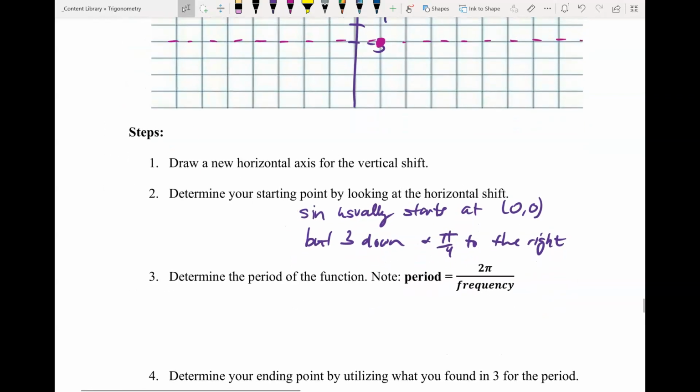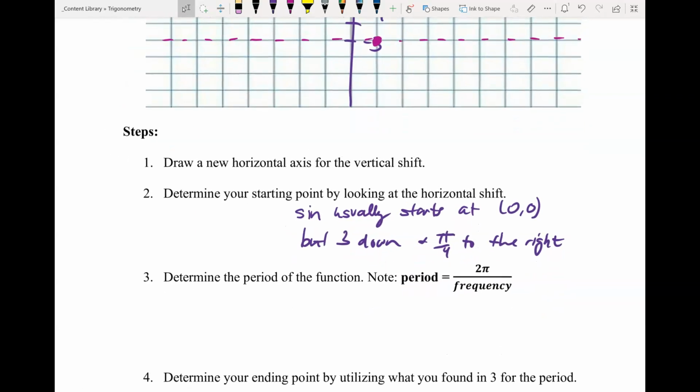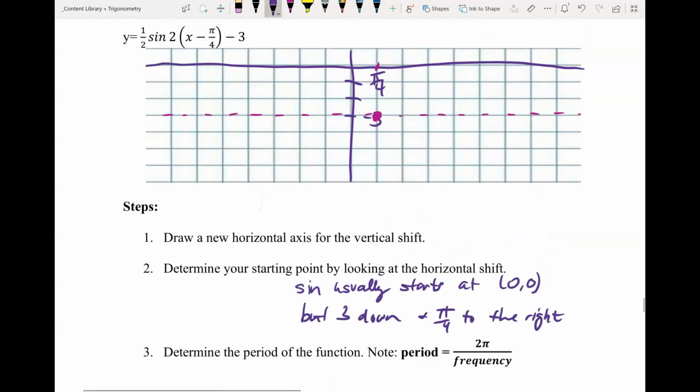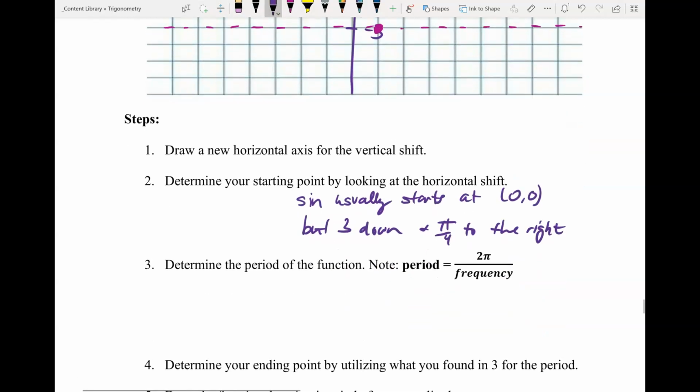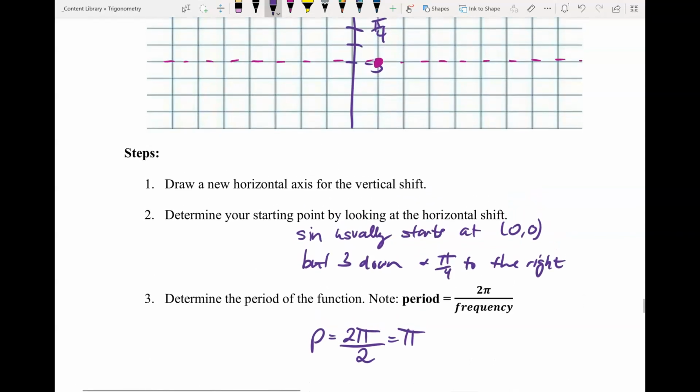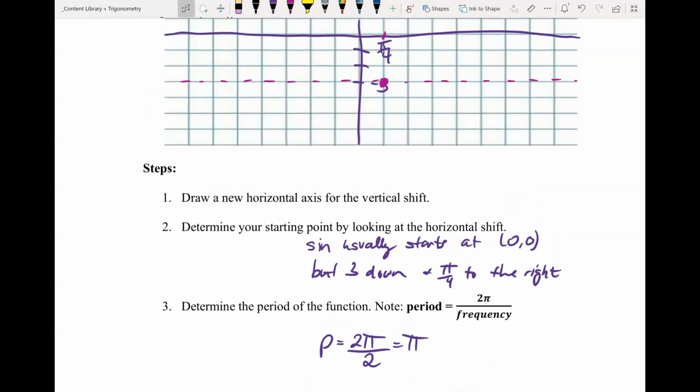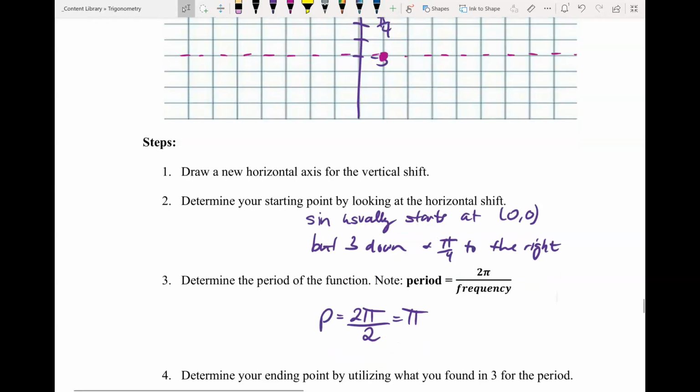Now we're going to determine the period of the function. Remember that period is 2 pi divided by frequency. Our frequency is 2, which is this number over here. So P is equal to 2 pi divided by 2, which is pi. So our period is pi. That means I need to start and finish one whole period within a length of pi.